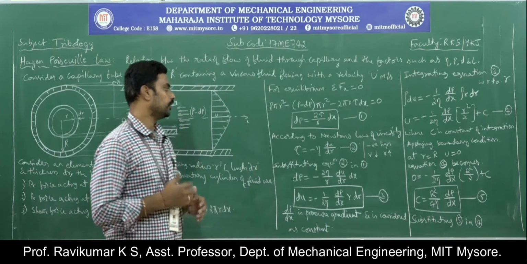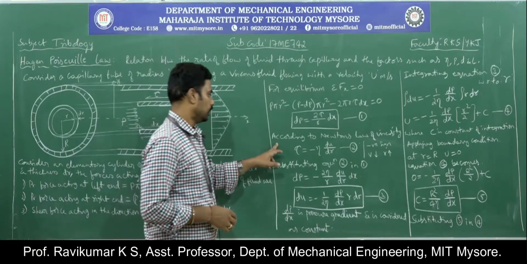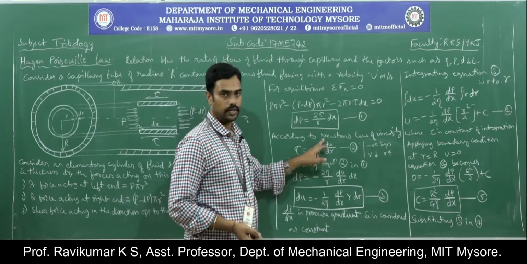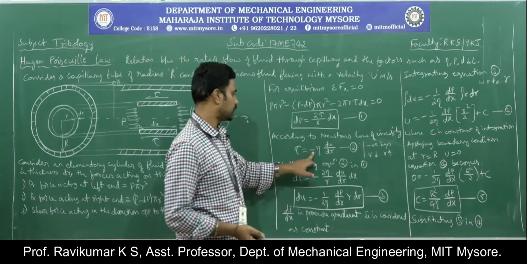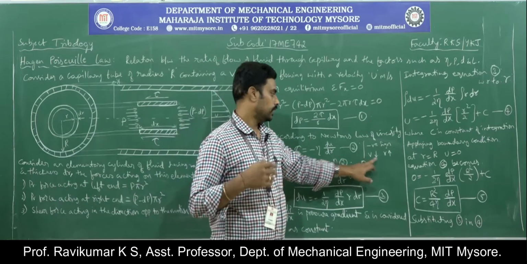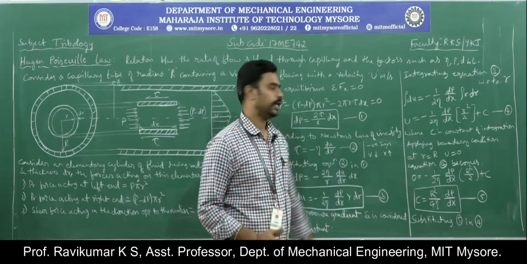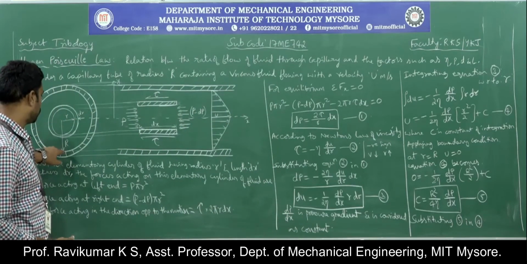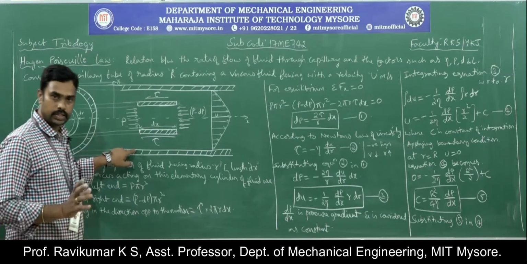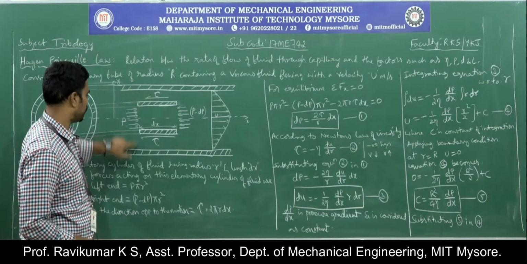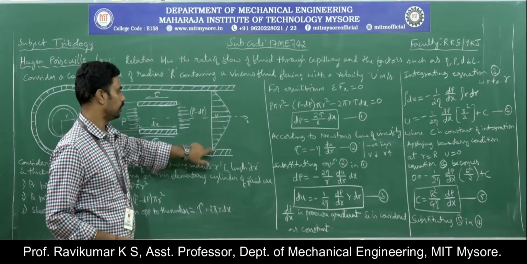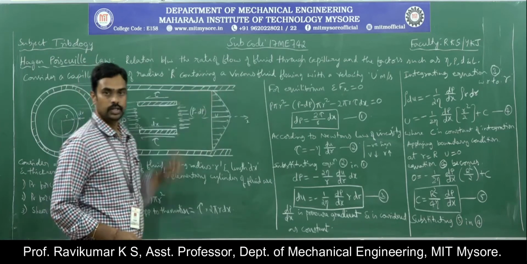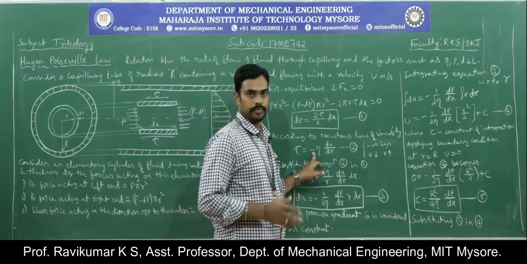Then according to Newton's law of viscous flow, we know that tau is equal to minus viscosity eta into du by dr. Here the minus sign is used because as the radius increases, velocity decreases. Look here, as the radius increases, velocity decreases, because this will be the stationary wall, and at this particular point the velocity is 0. Since this is happening, the minus term is considered.